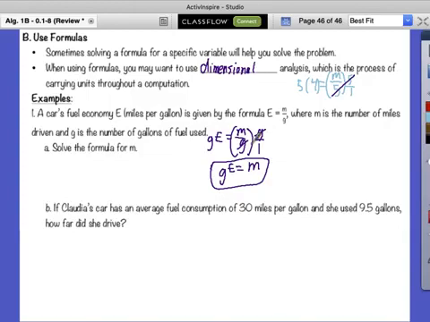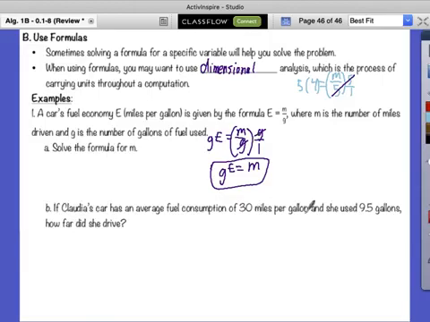So, part B. Let's say Claudia, the student named Claudia. Claudia's car has an average fuel consumption of 30 miles per gallon. It's really good. And she used 9.5 gallons. How far did she drive? How far, what unit is that? We're talking about miles, gallons, or fuel economy? Miles, probably. How far? Now, what are we given? Her average fuel consumption of 30 miles per gallon. Is that going to be E or G?